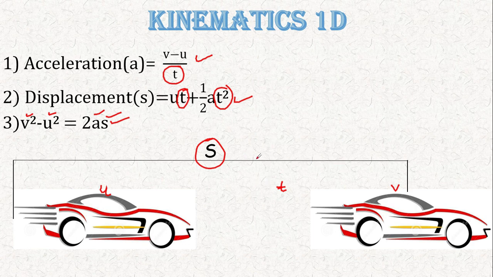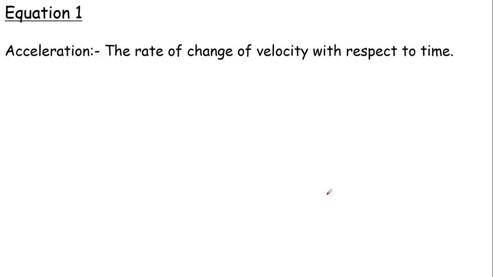The other term is acceleration. It means rate of change of velocity, which we are going to see here. To find equation 1, we can do it with the definition of acceleration, that's the rate of change of velocity with respect to time. It means a is equal to rate of change of velocity. Rate of change of anything is denoted by delta in physics.